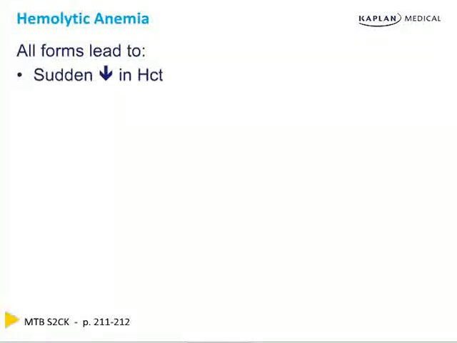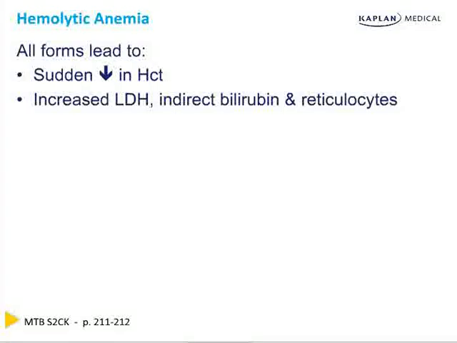They all cause a sudden decrease in hematocrit. They all cause an increase in LDH. LDH comes out of cells. You destroy cells of any kind, the cells release LDH. So anything that breaks down cells, whether it's heart or brain or muscle or red cells, causes a high LDH. That means a high LDH is nonspecific. A normal LDH really helps exclude hemolysis.